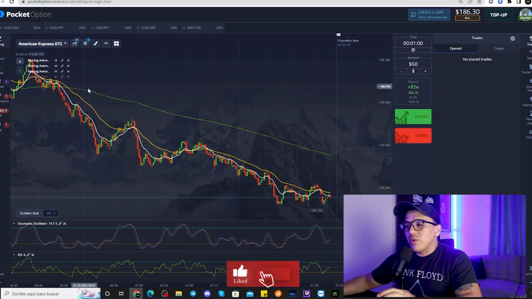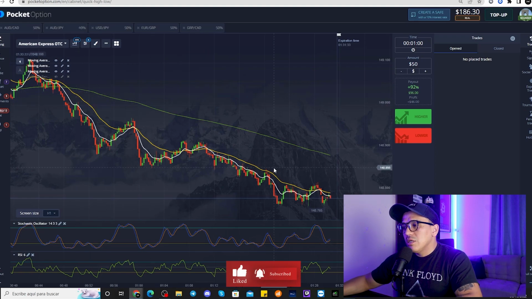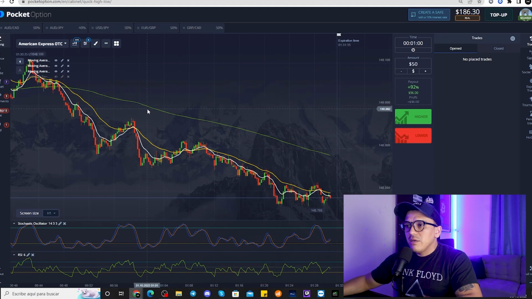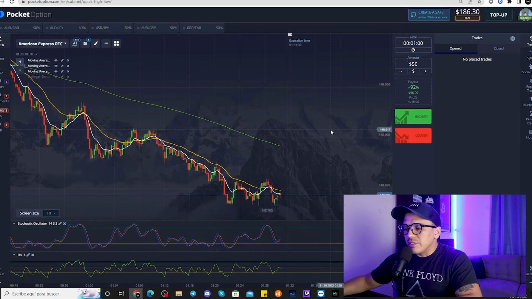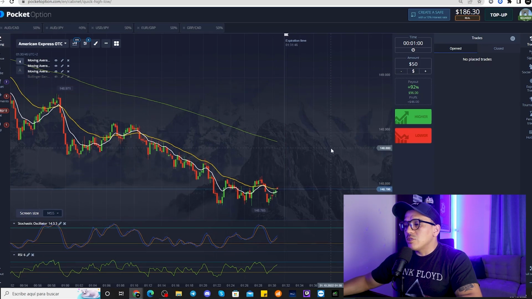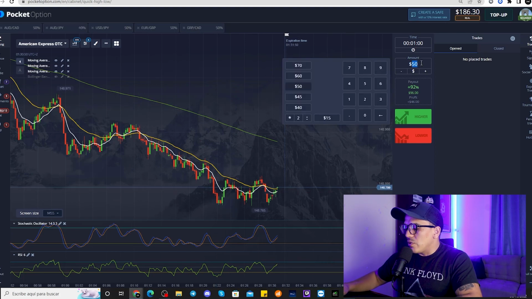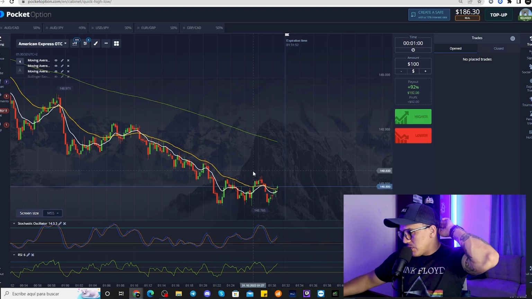What type of trend do we have? Well, here we can see we have a downtrend, and the 200 moving average is telling me we have a downtrend. I'm only waiting for those opportunities to trade a put with this turbo strategy for binary options. This is the simple method we are going to trade with this turbo strategy for binary options.